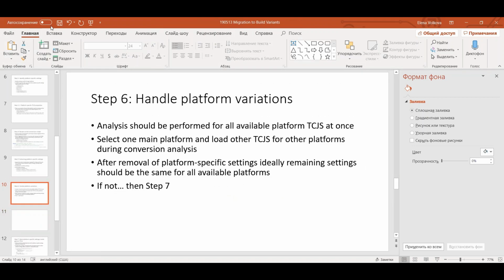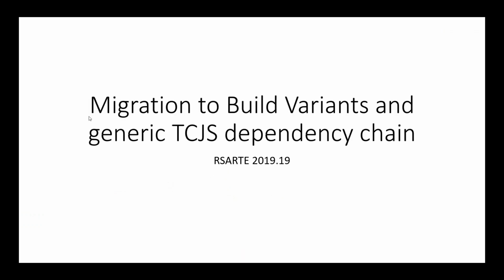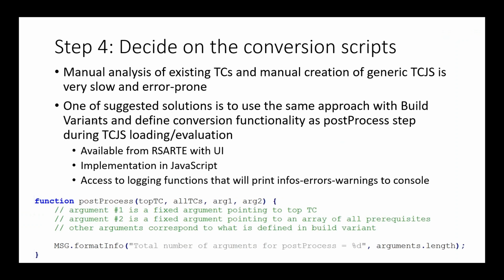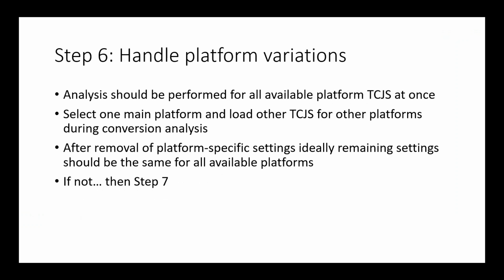So step number 6 is this analysis of all available platform TCs. You should select one main platform from which you will take all settings, not only the ones that are platform specific, but also the fields which don't contain platform specific settings, and those fields you will take as defined for your main platform.